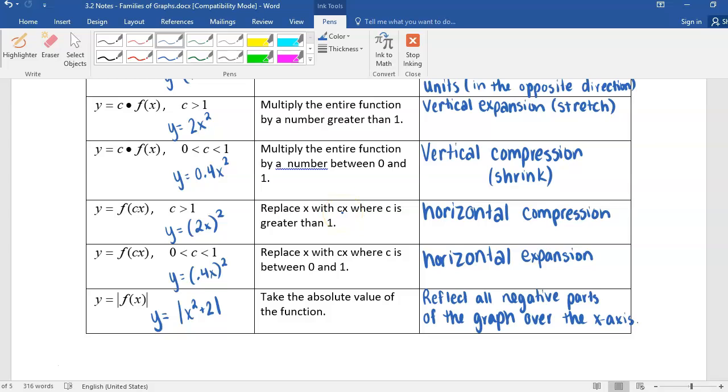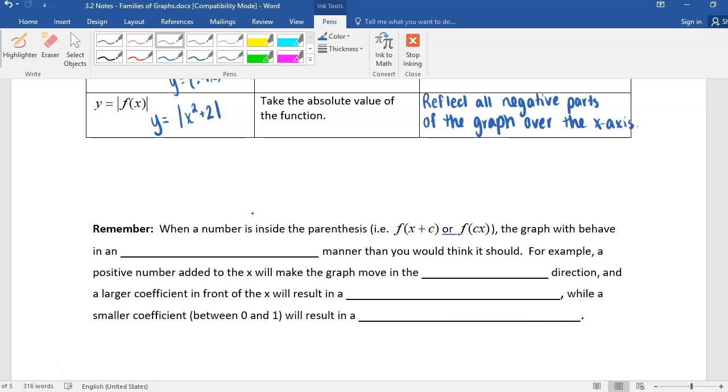Okay. Questions so far? All right, so let's sum up just one more thing. So I've already said, but when things are on the inside of the parentheses, they work backwards from the way that they work when they're outside of the parentheses. So when a number is inside the parentheses, f of x plus c or f of cx, the graph will behave in an opposite manner than you think it should.